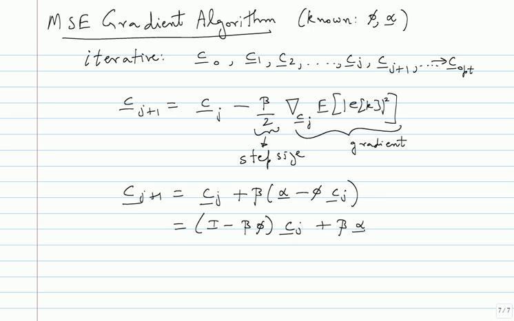Okay, so what happens now is, let's see the error after the j plus 1th iteration. So that I'm going to call qj plus 1. The vector qj plus 1 is simply cj plus 1 minus C opt. Okay, so what's Qj? Cj minus C opt. Okay, so I'm going to now derive an iteration for Qj plus 1 in terms of Qj. Once I do that, it will become slightly easier to analyze. Okay, so let me see who's going to give me an expression for Qj plus 1 in terms of Qj.